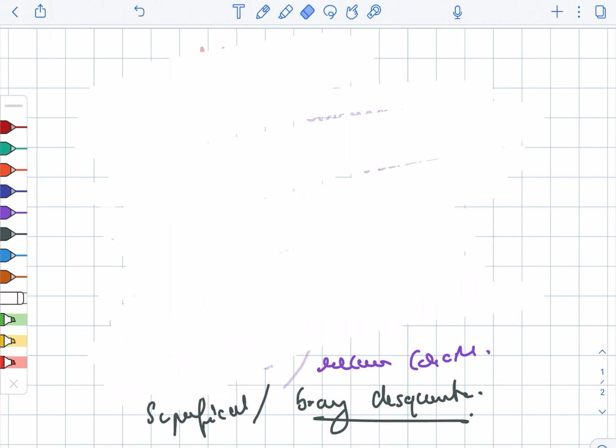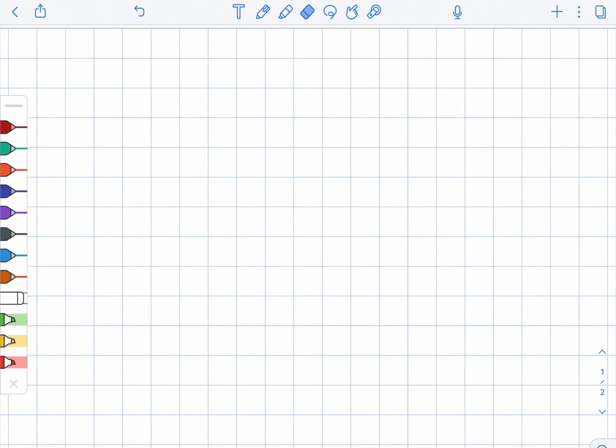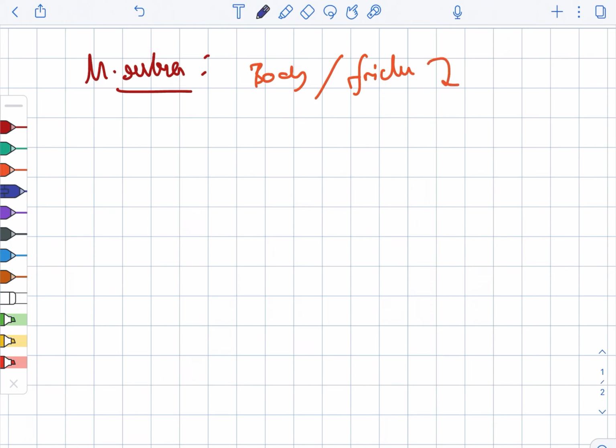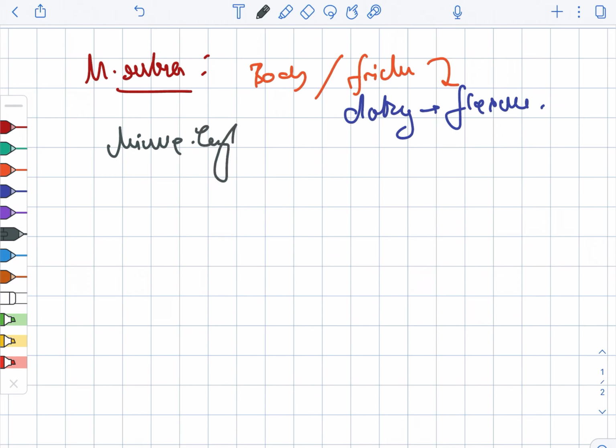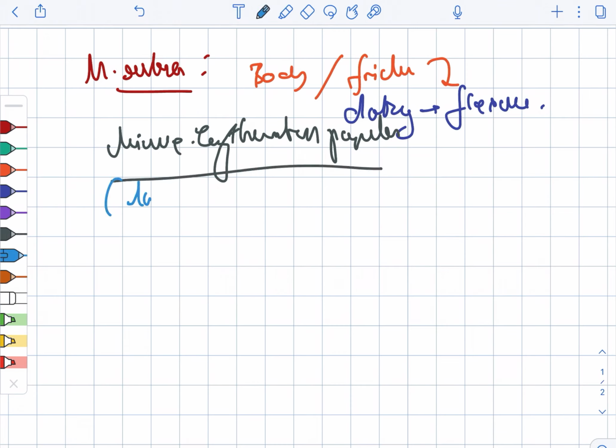Next we are looking at the miliaria rubra. In case of the miliaria rubra, it is a typical lesion. It develops in the body, and especially in areas of friction, that is with the clothing. It is nothing but the flexures. The lesions are uniformly minute erythematous papules, which may be present in very large numbers.